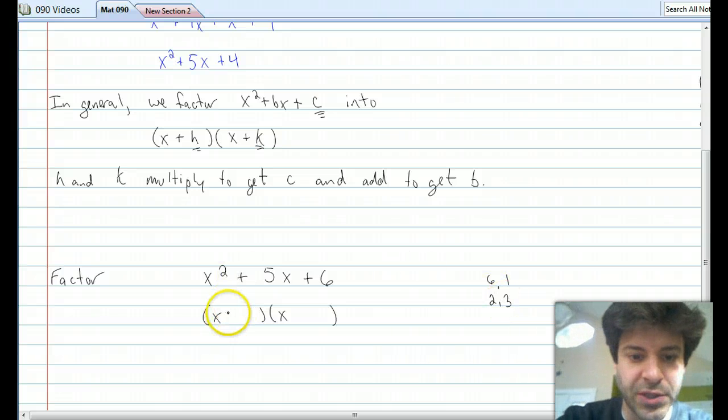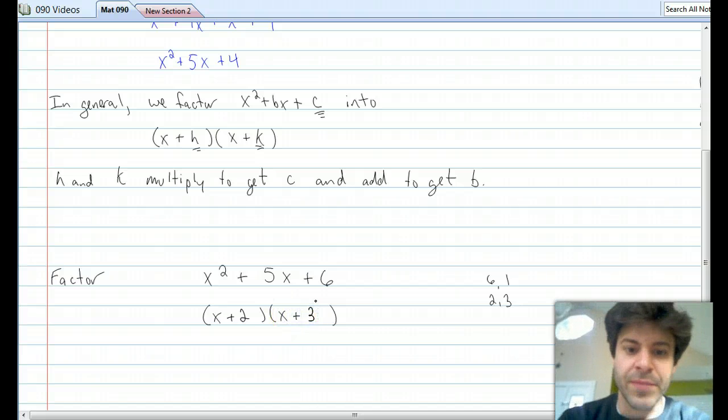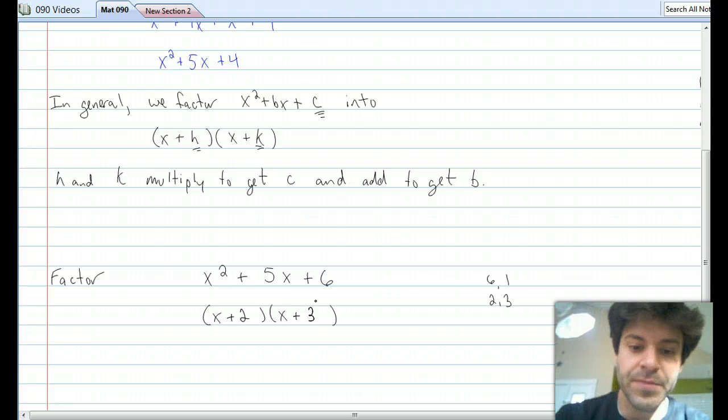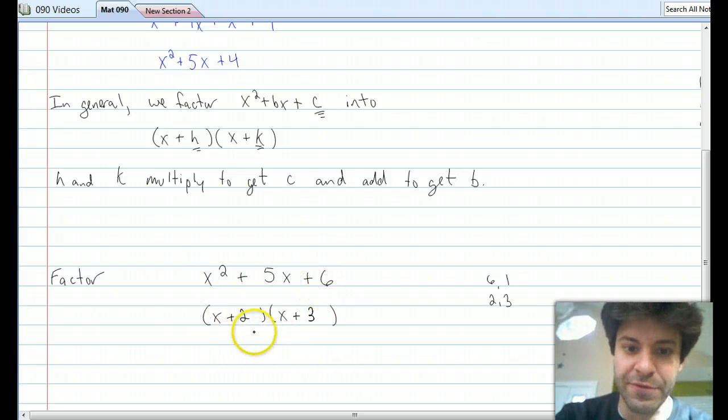So the way to factor this polynomial is with an x plus 2 and an x plus 3. You could FOIL that thing back out to verify that it works, and it does. 2 times 3 is going to give us 6, and when we combine our like terms in the middle after FOILing, we're going to get a 5x.